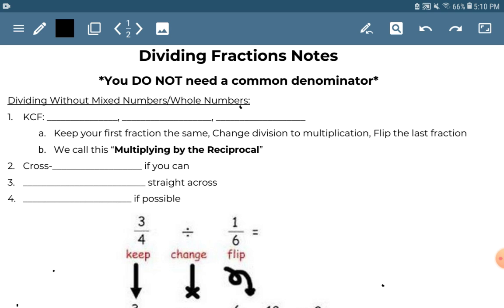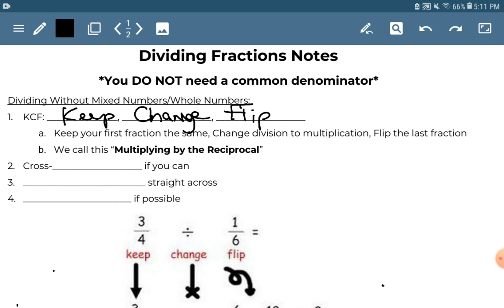The first one is KCF, which is a shortcut for saying keep, change, and flip. What you're going to do is keep your first fraction the exact same. You are going to change your division symbol to multiplication, and you are going to flip your last fraction.